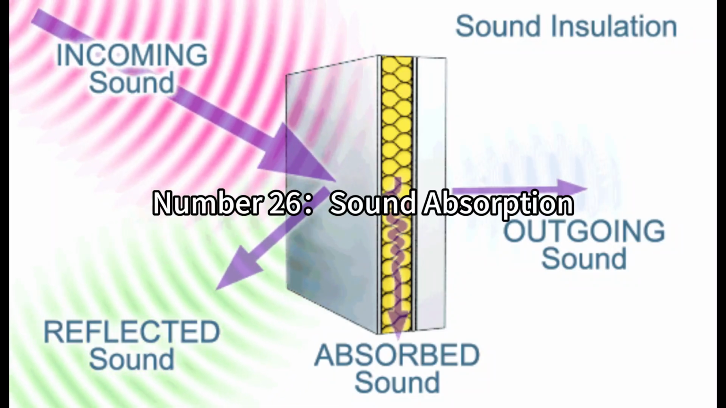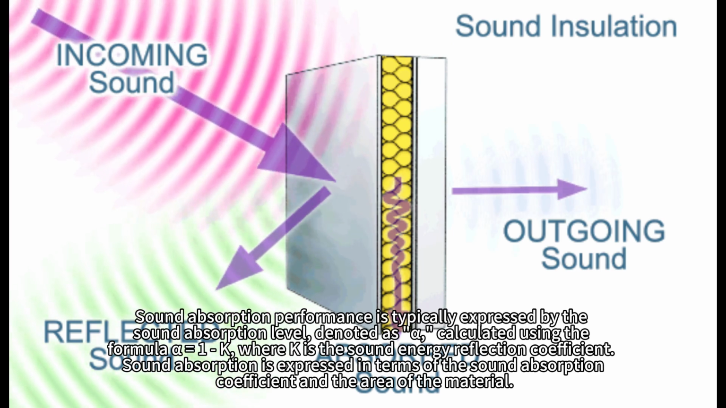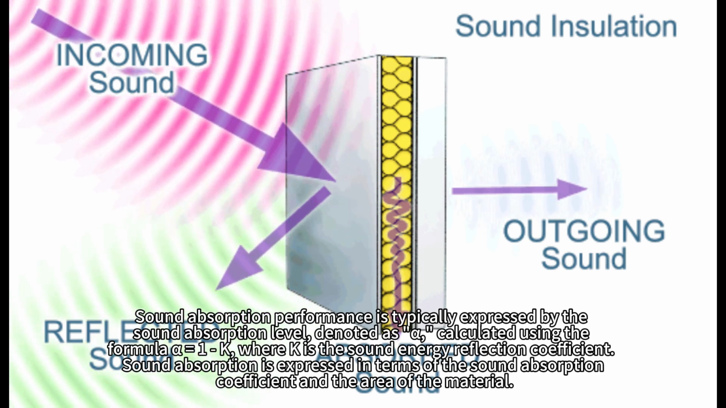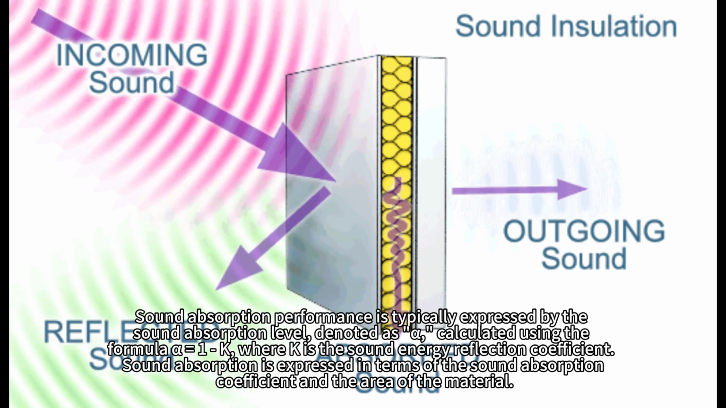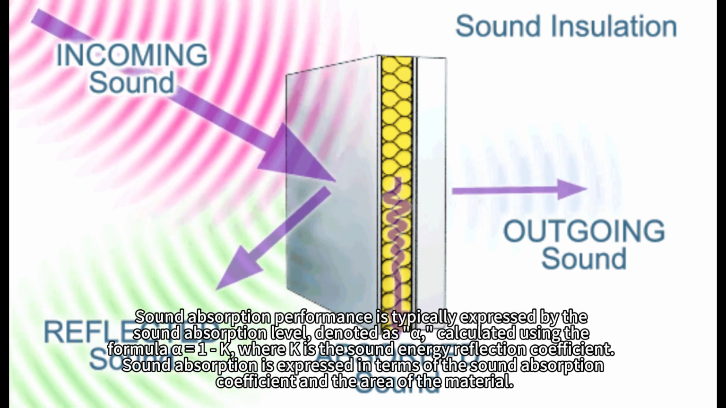Number 26. Sound absorption. Sound absorption performance is typically expressed by the sound absorption level, denoted as alpha, calculated using the formula alpha equals 1 minus k, where k is the sound energy reflection coefficient.